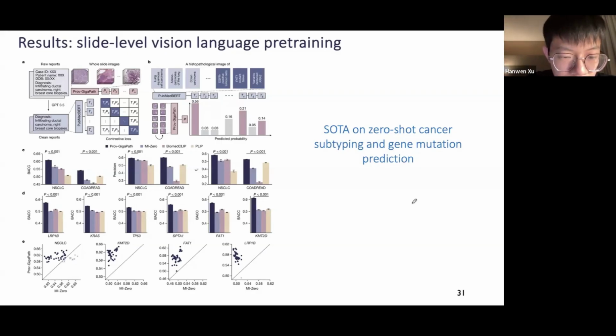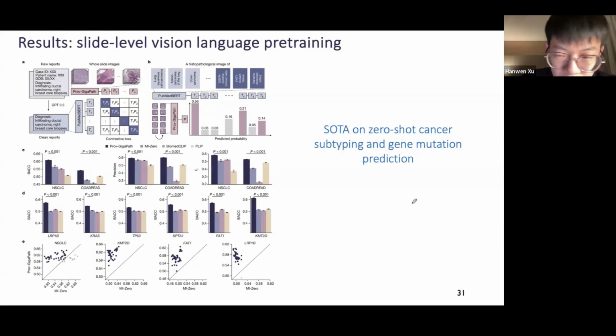We compare our model to the Biomarker CLIP model, PLIP model, and MI-Zero, and those are patch level models. We evaluate on the zero-shot cancer subtyping tasks and also the zero-shot mutation prediction tasks. Actually, our model is the first to be evaluated on the zero-shot mutation tasks. As you can see, this task is pretty challenging. Even in the supervised setting, it's already very challenging. But here we are trying to extend it to the zero-shot setting.